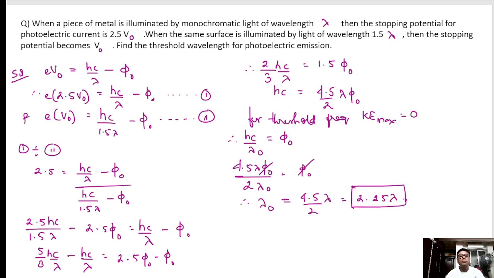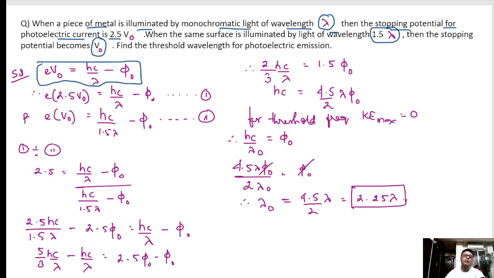Next, when a piece of metal is illuminated by monochromatic light of wavelength lambda, the stopping potential for the photoelectric current is this. So this is the stopping potential when the wavelength is lambda, and when it is illuminated by this wavelength, the stopping potential becomes V naught. First of all, let us write the equations. As we know, this is our equation for the photoelectric effect.